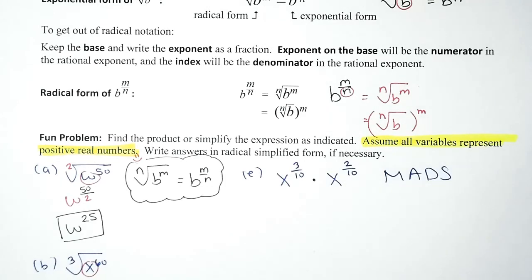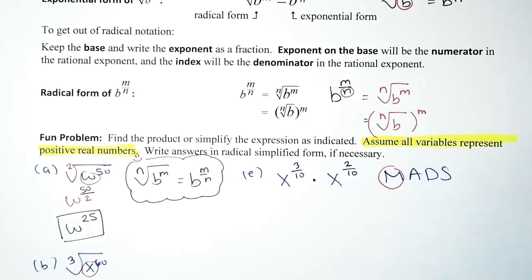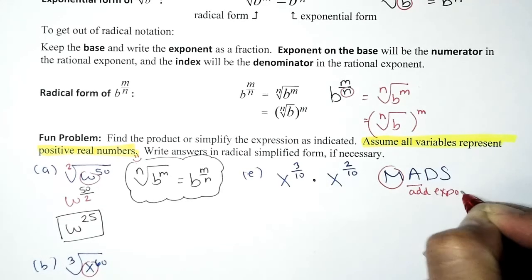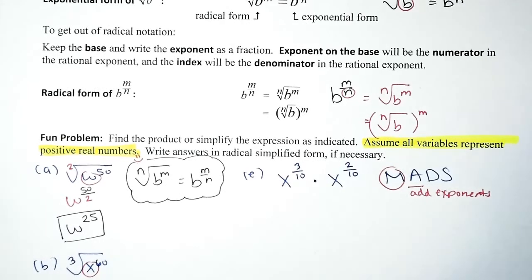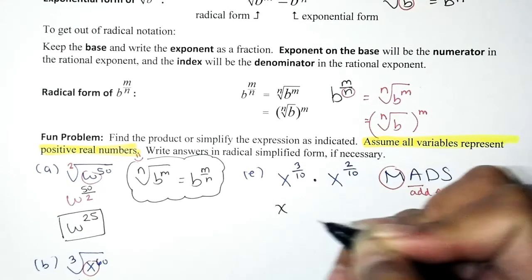Okay, so when we vent out our frustrations, we're gonna remind ourselves that whenever we have a multiplication problem, meaning we're multiplying two things that have the same base, we're gonna keep the base and add the exponents. Okay, keep the base and add the exponents. So we're gonna keep the base of x and then add the exponents.